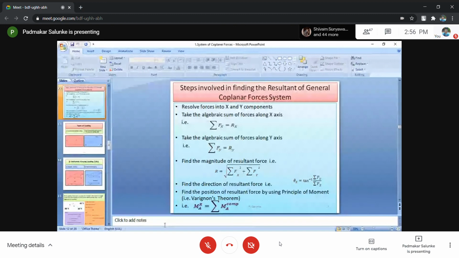resultant. And find the magnitude of the resultant force R equals square root of summation of Fx squared plus summation of Fy squared. Find the direction of the resultant force, theta equals tan inverse of summation of Fy divided by summation of Fx. Find the position of the resultant force by using the principle of moments. It is called Varignon's theorem. And this Varignon's theorem mathematically states that the moment of the resultant at A is always equal to the algebraic sum of the moments of the component forces at that point.